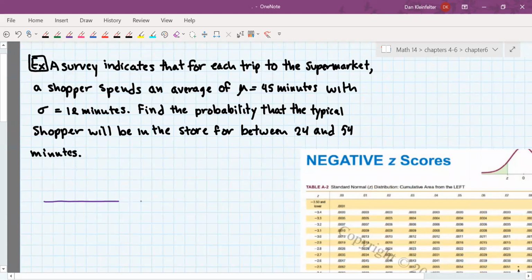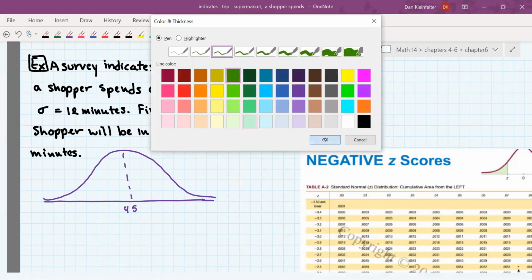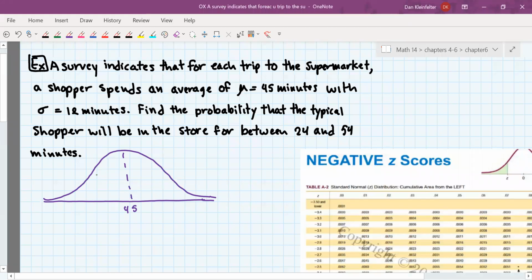So we'll draw a picture of our normal distribution. And then we should draw the mean on there at the middle, of course. That will be at 45 minutes. And we're interested in the probability that a shopper will be there between 24 and 54 minutes. So basically this proportion of the whole set of data.